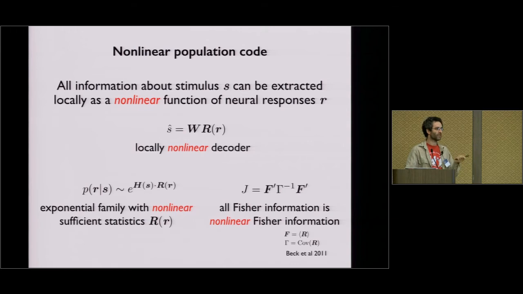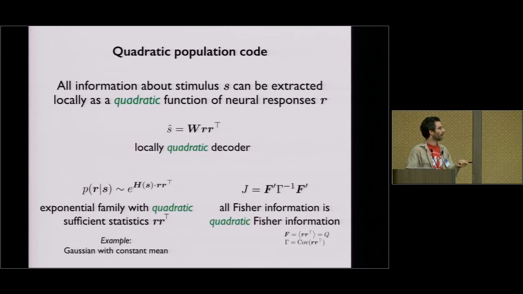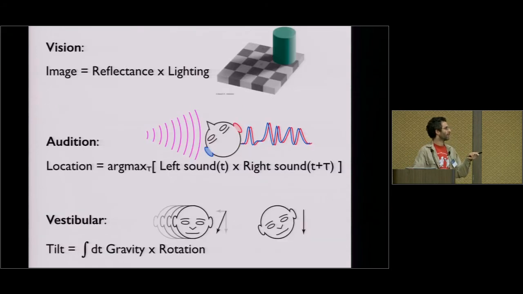It's the same formalism, just thinking about it from the downstream perspective effectively. Now I'm going to specialize just for concreteness on a quadratic code. And we have a bunch of different examples in vision, audition, or balance where you might expect to find something like a quadratic code.